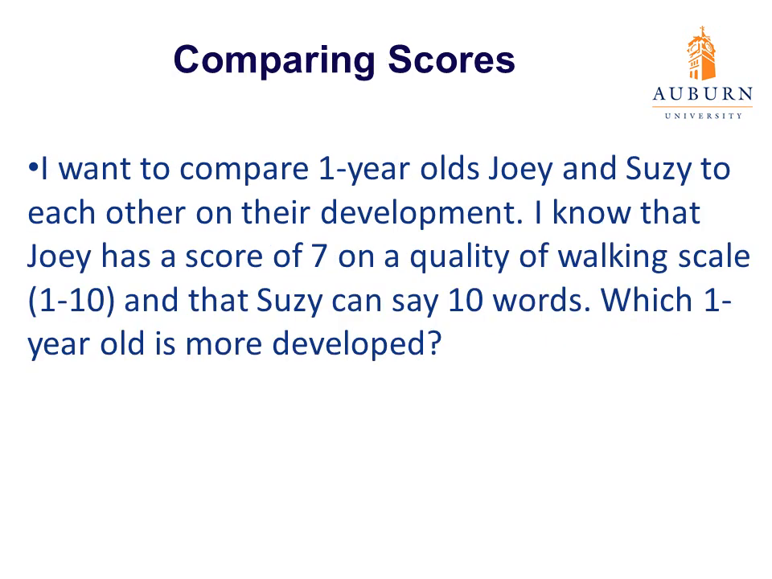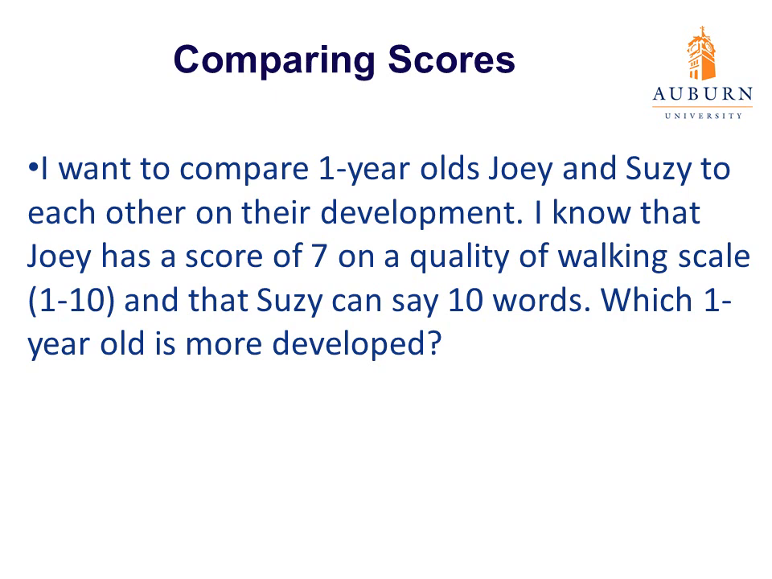So let's take what we know and walk through a particular scenario. Let's say we want to compare two 1-year-olds, Joey and Susie, on their development. Going in, maybe Joey's been measured before and Susie's been measured before, and we know that Joey has a score of 7 on a quality of walking scale. It's a scale of 1 to 10, and he scores a 7 on it. We also know that Susie can say 10 words. And so what we want to know is which 1-year-old is more developed.